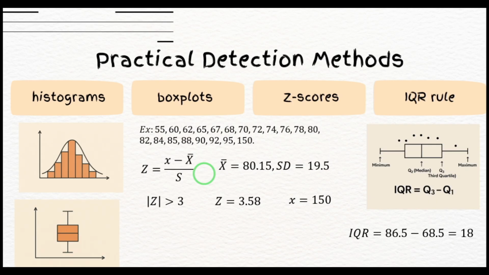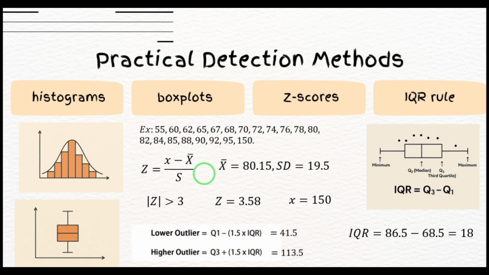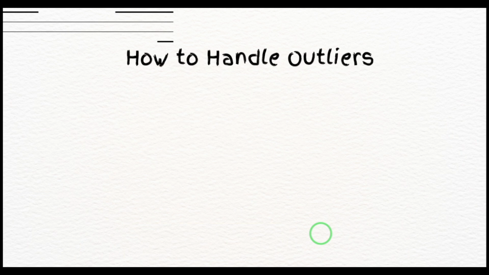So outlier cutoffs would be Q1 minus 1.5 IQR for the lower limit and Q3 plus 1.5 IQR for the upper limit. And we have the range of 41.5 and 113.5. This range means that any value above 113.5 or below 41.5 is an outlier by the IQR rule. Now that we have found outliers, what are the principled options? You need to handle outliers carefully.